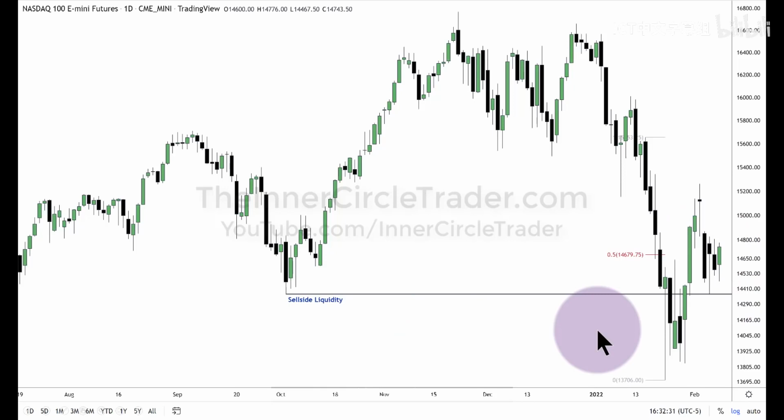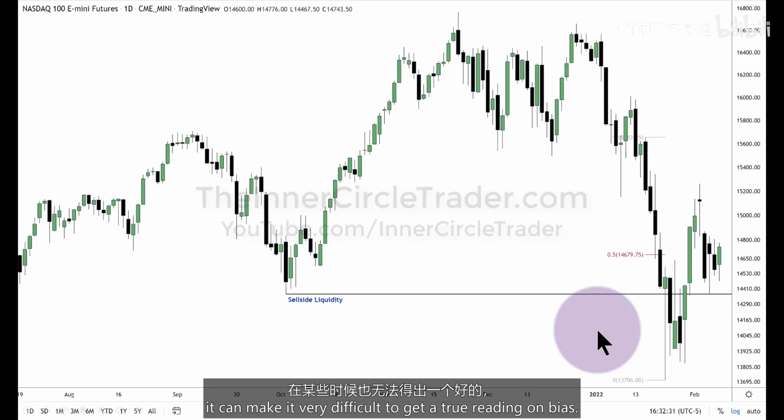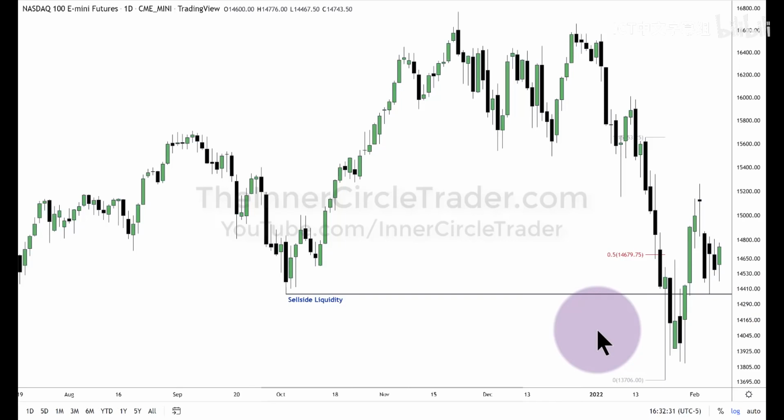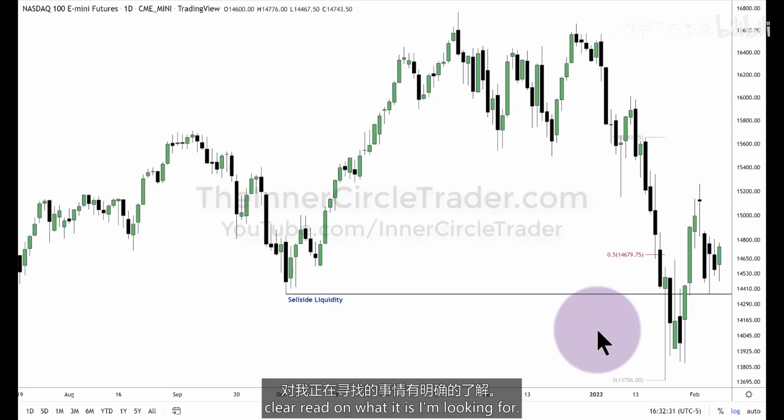Now, when you have this condition, it can make it very difficult to get a true reading on bias. There's times when even me as ICT, I don't have a good, clear read on what it is I'm looking for. So I have to demand more price action and more information, or intel as I like to call it, based on what the market's going to do right after the open at 9:30 in the morning, New York time.